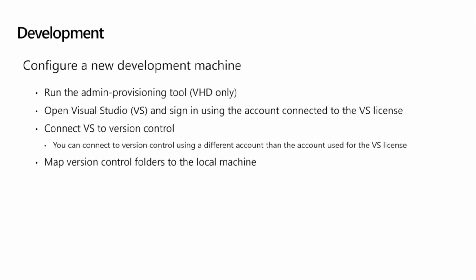Then you can connect Visual Studio to version control, and you can use a different account than the account used for the VS license. It's pretty common to have a partner developer use their partner email for their VS license, but use a customer email to connect to version control because we recommend that the DevOps account be owned by the customer and it be connected to their Azure Active Directory. Then you map the version control folders to the local machine, and the machine is ready for development.